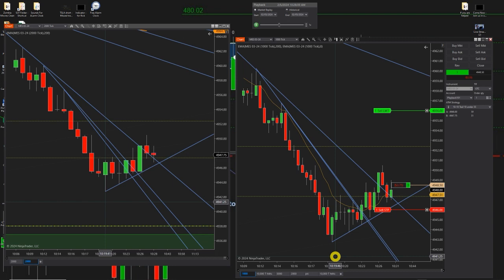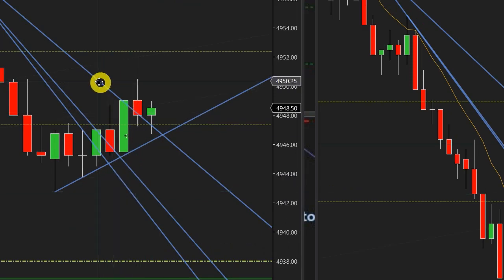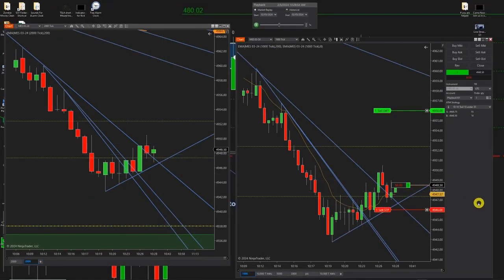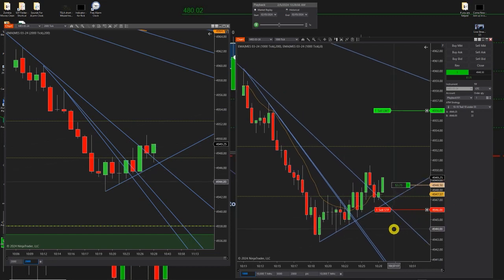And I mean, it could come down and stop me out. If it does, we'll have to keep figuring out what we did wrong and how to do it better. But I think that since it's above both trend lines, the one coming down and the one going up, that's a pretty good support level. Our stop is here. Our entry is here.